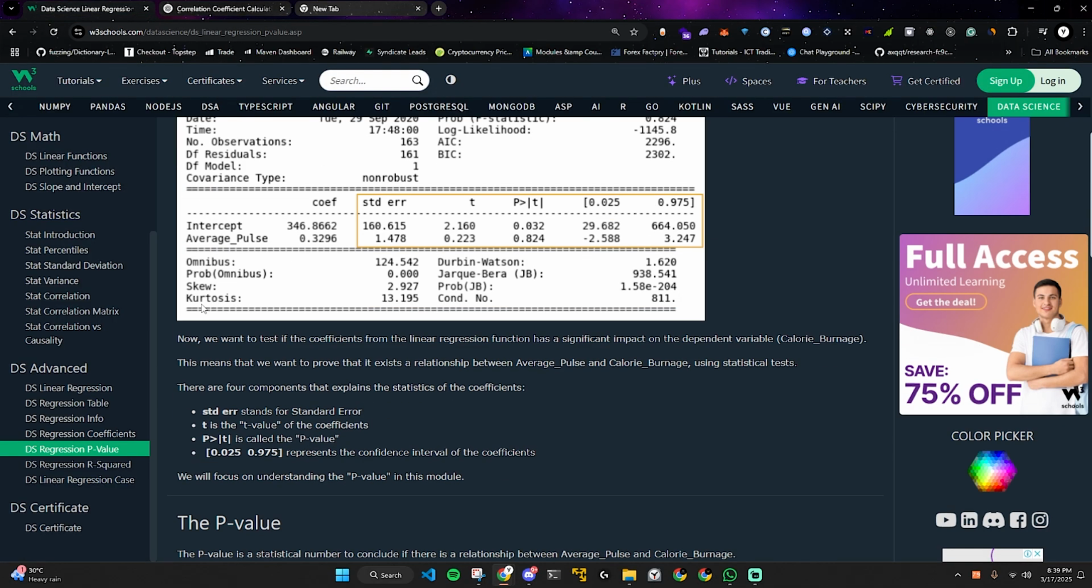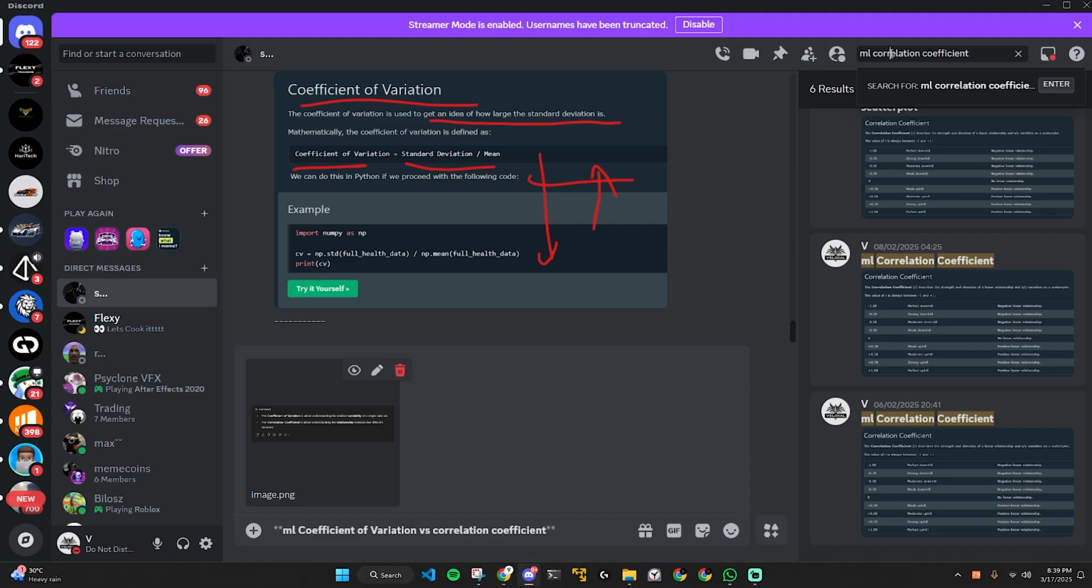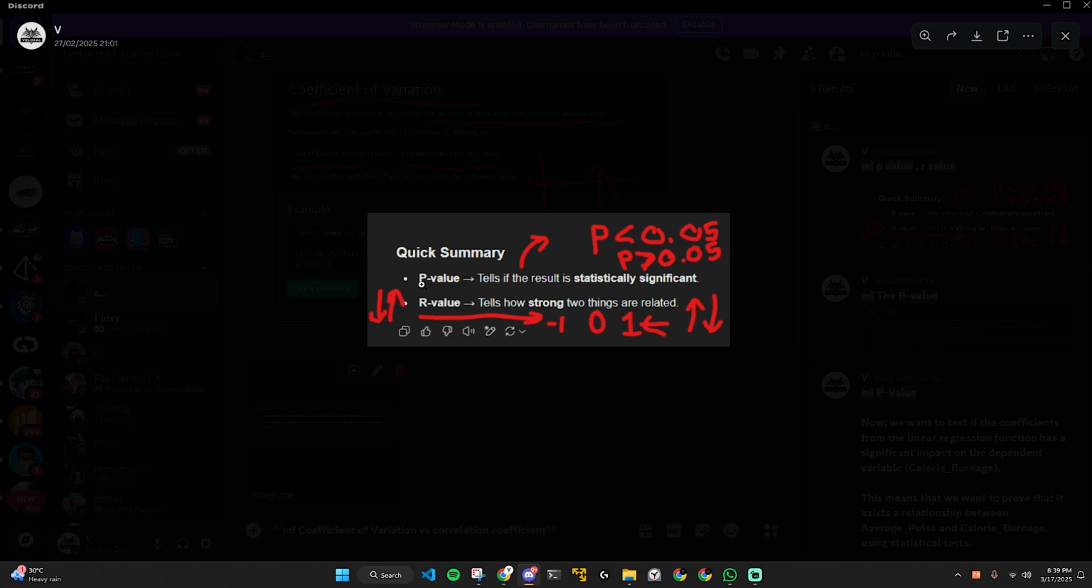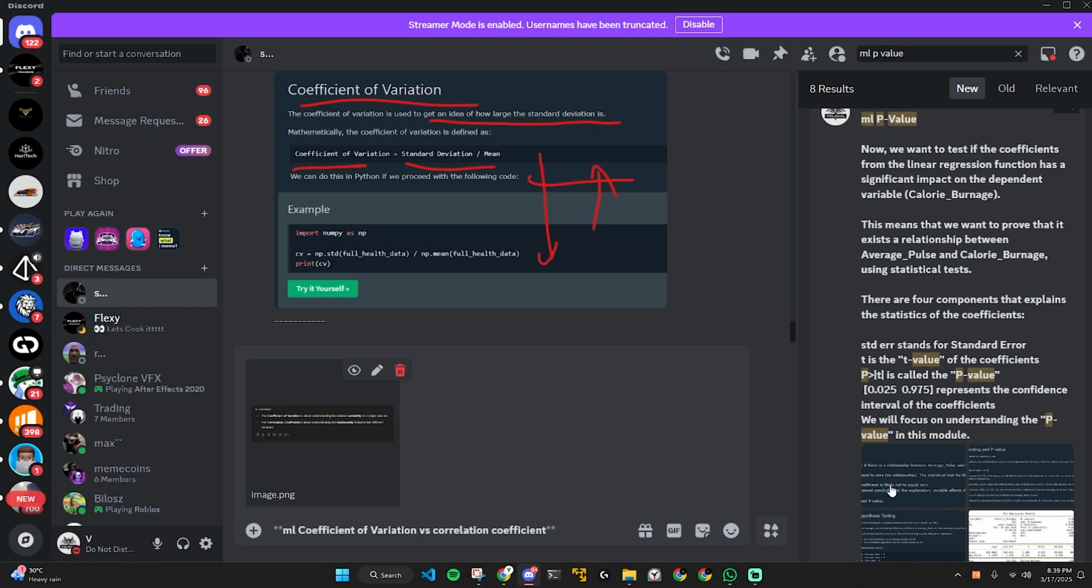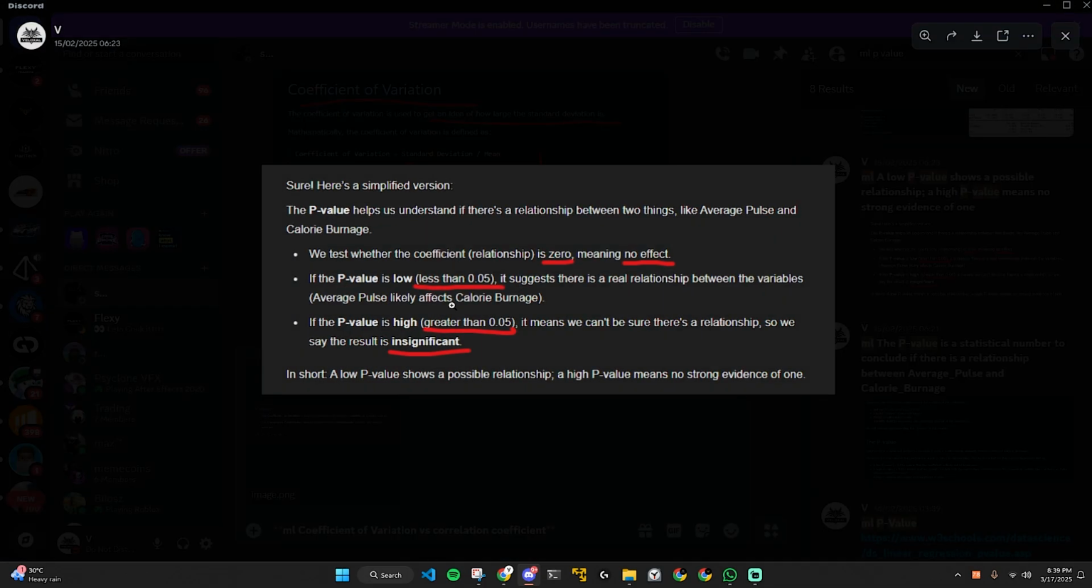Let me just scroll down real quick. So I got the p-value earlier. As you can see, the p-value tells if the result is statistically significant, and the r-value tells how strongly two things are related, right? So there was some sort of a concept here. Let me try it. Okay, so if the p-value is low, it suggests that there is a relationship between the two variables. If the p-value is high, it means okay.